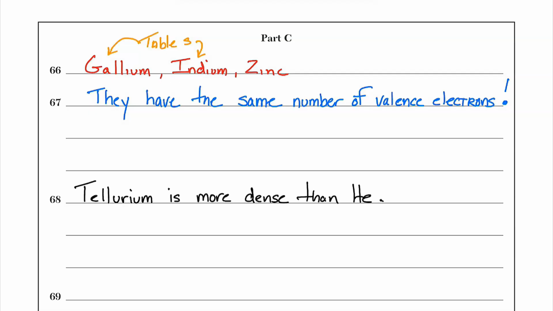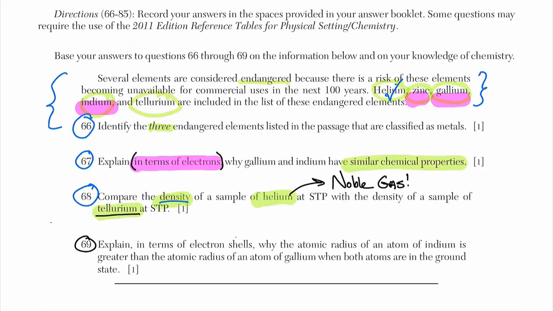On to number 69. 69, explain in terms of what? And they're telling us how to answer this? Explain in terms of electron shells. So guess what? That better be in my answer. Why the atomic radius of an atom of indium is greater than the radius of gallium. Okay, so why is indium larger than gallium when both atoms are in their ground state?